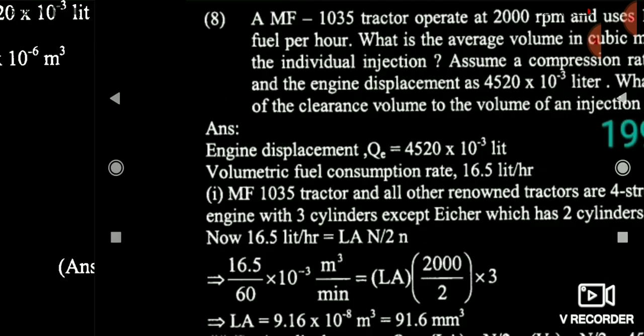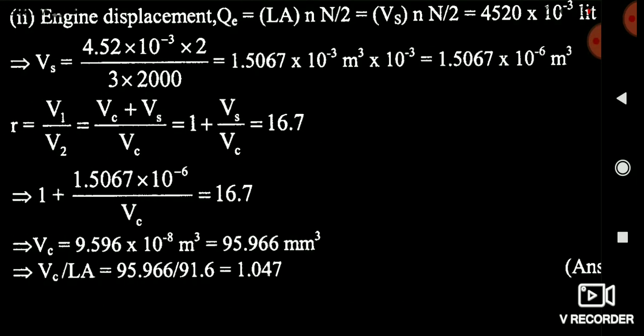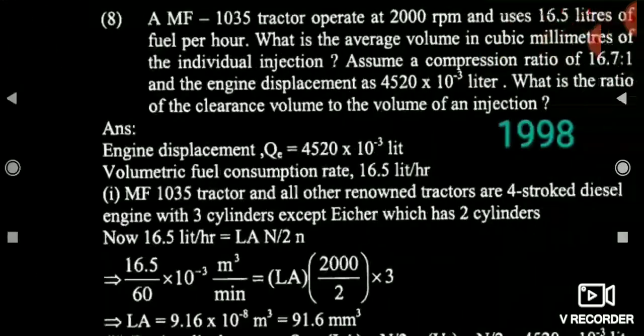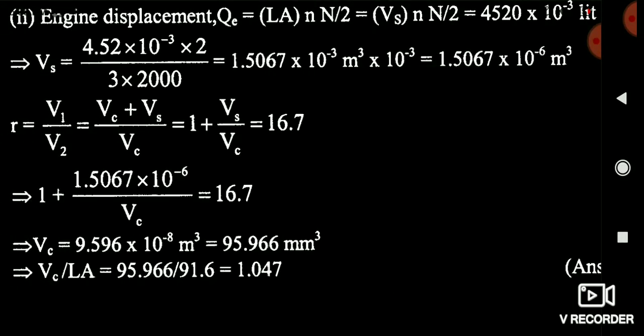And friends, after that you should calculate the clearance volume. Here in the question, the compression ratio is given and the engine displacement is given. Engine displacement is equal to LA into small n into n by 2. So you should calculate the VS, the stroke volume, the volume per stroke. You can calculate that, it comes to 1.5067 into 10 to the power minus 6. That is the stroke volume.